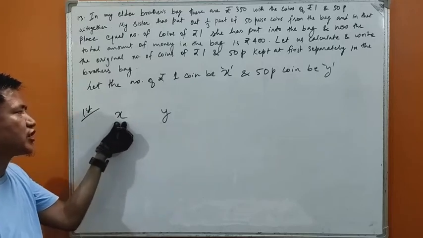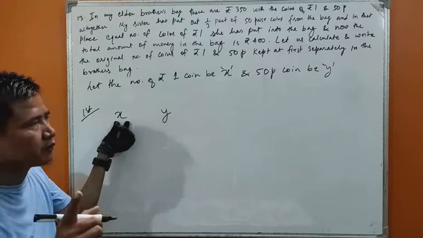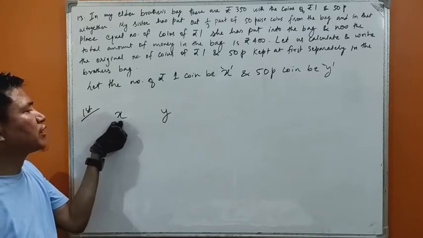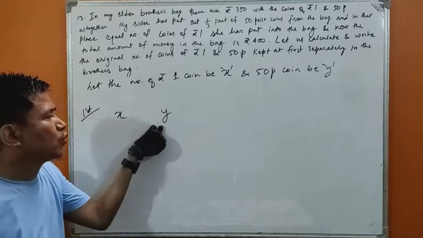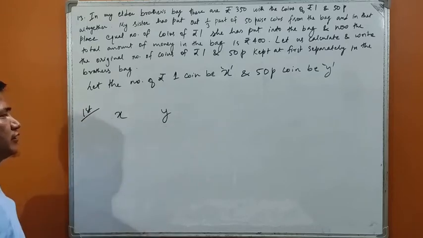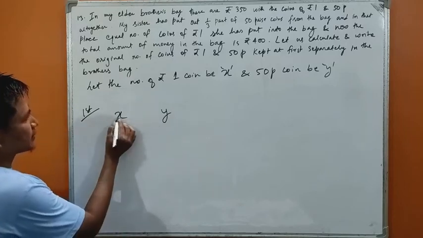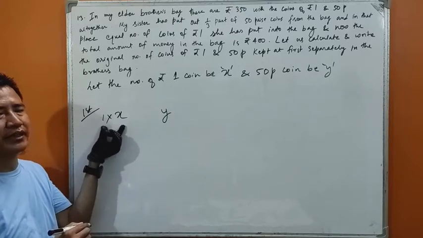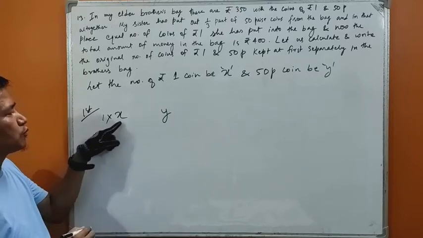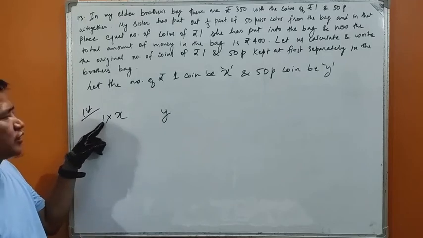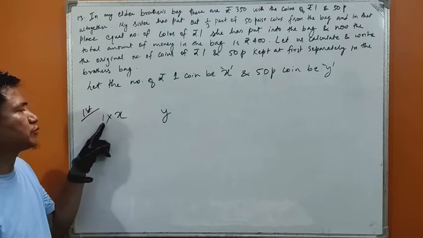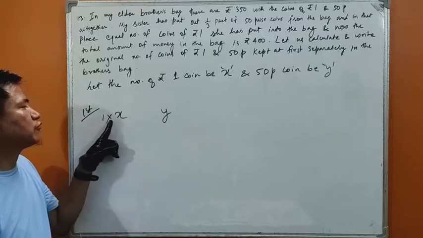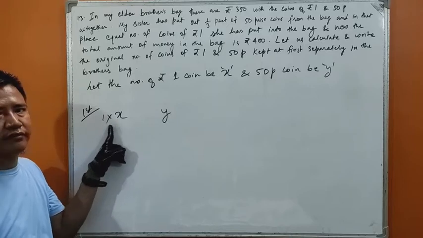isn't it? X is the number of 1 rupee coin. This is not the amount of money. Please remember, x is not the amount of money. This is the number of coin, 1 rupee coin, and y is the number of 50 paise coin. Okay, so now if I multiply this x with 1, you get this as money. This is the amount of money. If this was 2 rupee coin, then we should multiply with 2. If this was 5 rupee coin, then we should multiply with 5. Since x is the number of 1 rupee coin, so we multiply with 1. So this is the amount of money now in rupees.